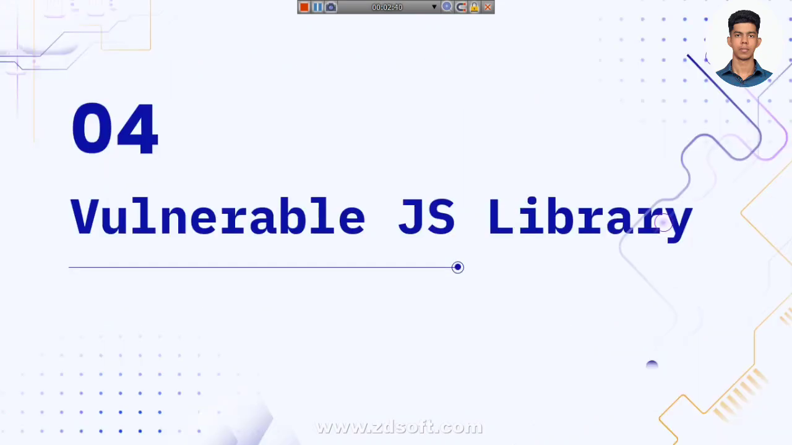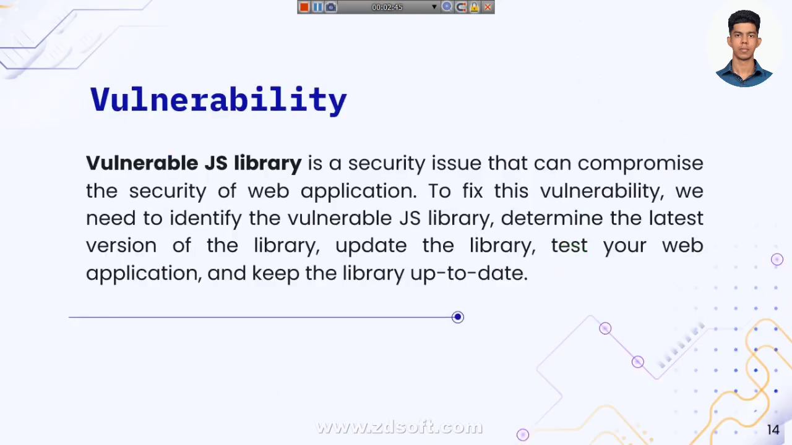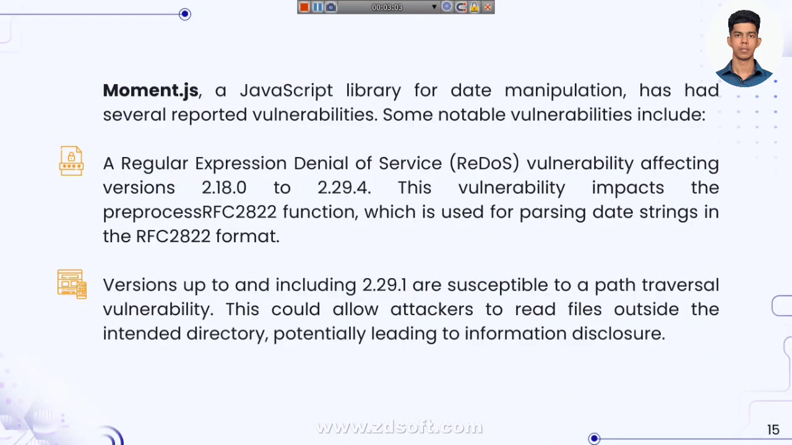I also found a vulnerability related to a JavaScript library. The JavaScript library is moment.js, used for data handling. Older versions of this library had issues like denial of service attacks and path traversal exploits. To fix this, I updated the moment.js library to the latest secure version, 2.30.1, which patches all known vulnerabilities.